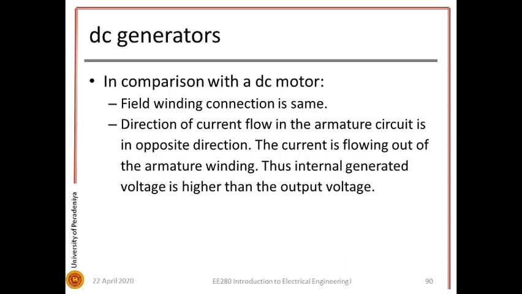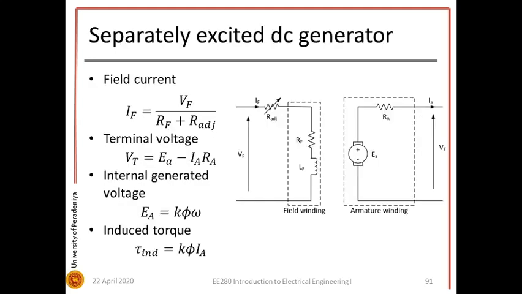When you compare the DC generator and DC motor, the field winding connection would be the same, but the only change is in the armature winding or armature circuit, where the current flowing direction would be opposite. Now the internally generated voltage is going to be higher and the output voltage would be lower. That's the only difference when you compare DC motors and DC generators.